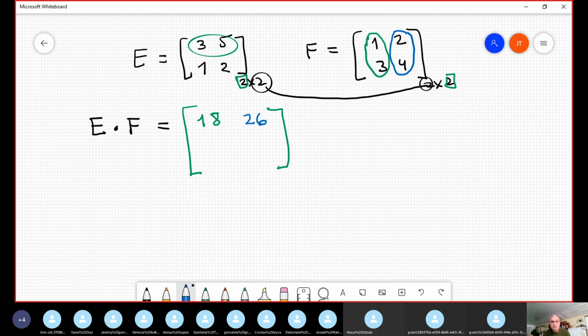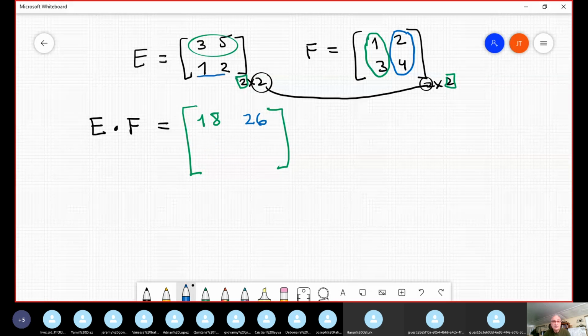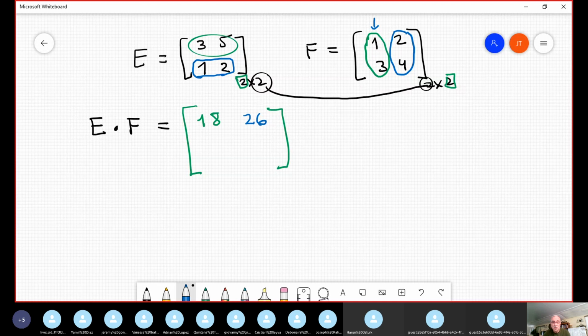Okay. Now, in order to find the next guy here, you multiply the second row multiplied by the first column. Because this element is the element que lie in the position 2, 1. Entonces, 1 times 1 is 1, plus 2 times 3 is 6, 6 plus 1 is 7.